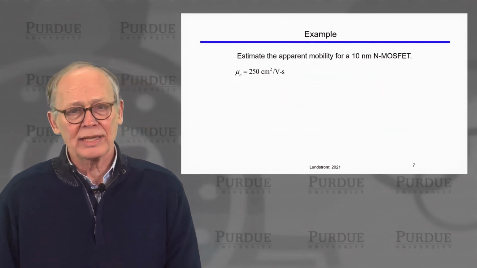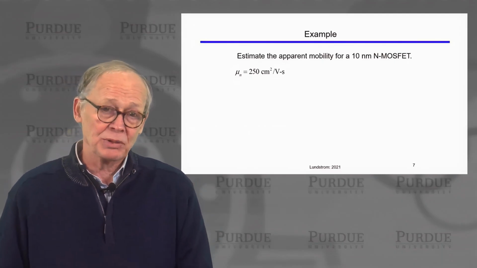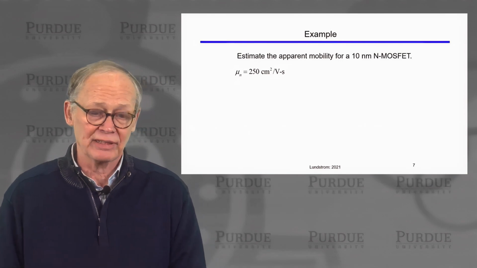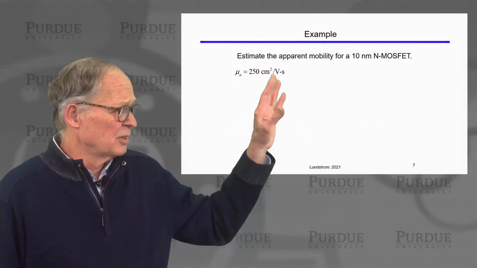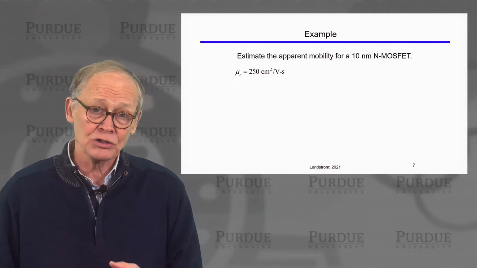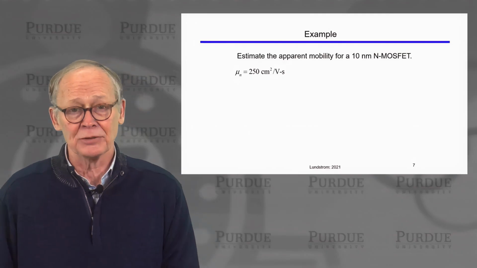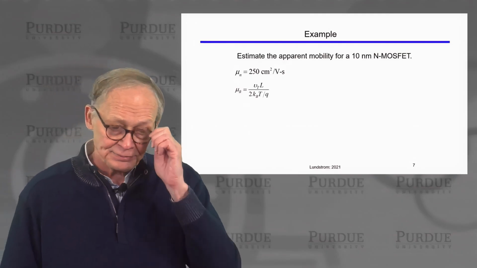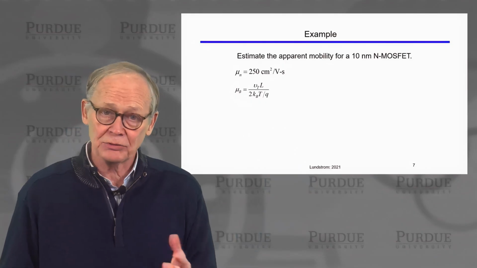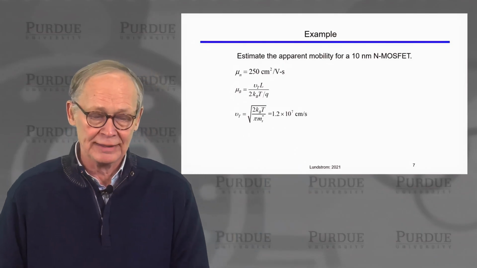Okay, let's work a quick example. Let's estimate the apparent mobility for a 10 nanometer channel length, something that might represent current day technology. The mobility due to scattering, or the mobility that you would deduce from a long channel MOSFET in this technology, might be about 250 centimeters squared per volt second. The ballistic mobility is well defined. We can compute the ballistic mobility for this 10 nanometer length MOSFET.